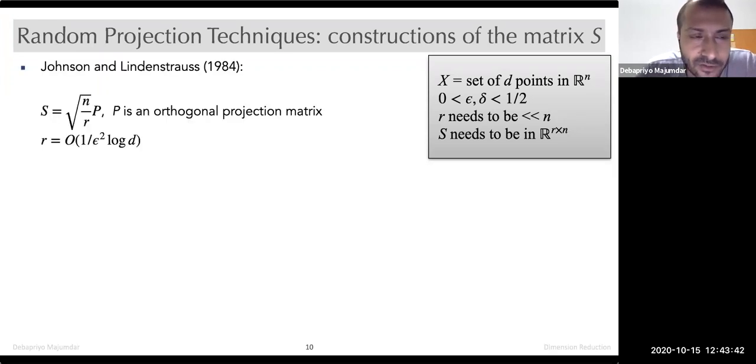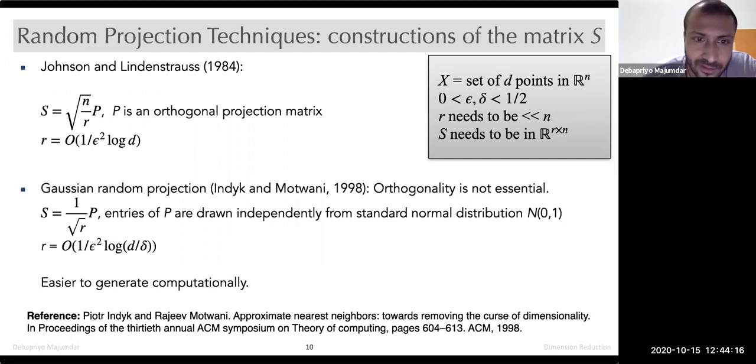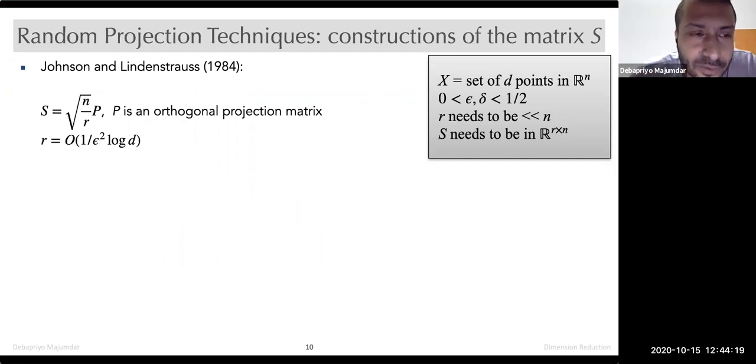So Johnson and Lindenstrauss, of course, provided one such matrix. In 1984, they proved that if we set S to be root over n by r times P, where P is an orthogonal projection matrix of dimension R cross N, and R is of the order of 1 by epsilon square log D, which we already saw in the lemma, then we do have that property.